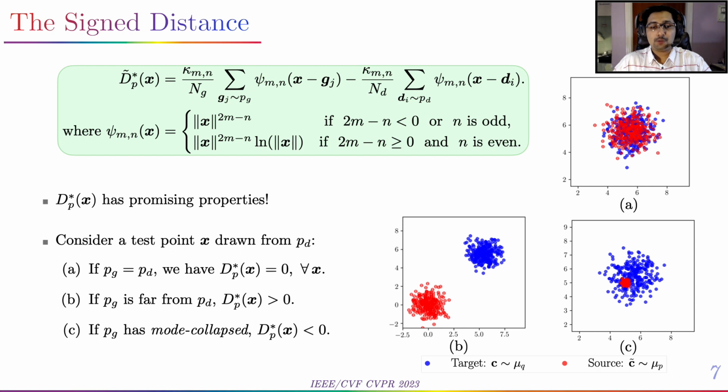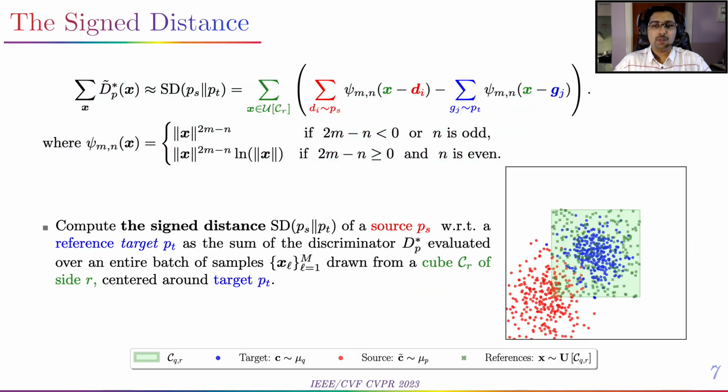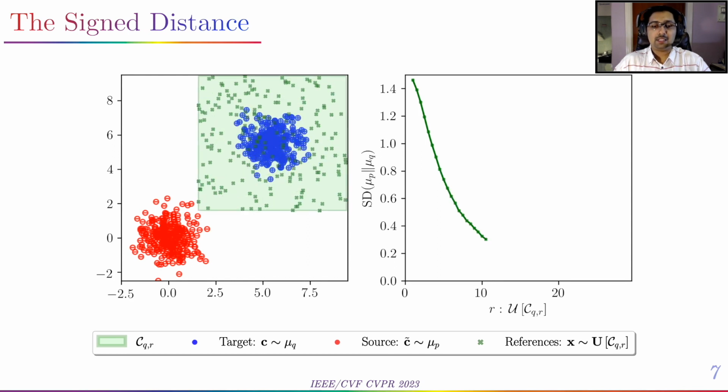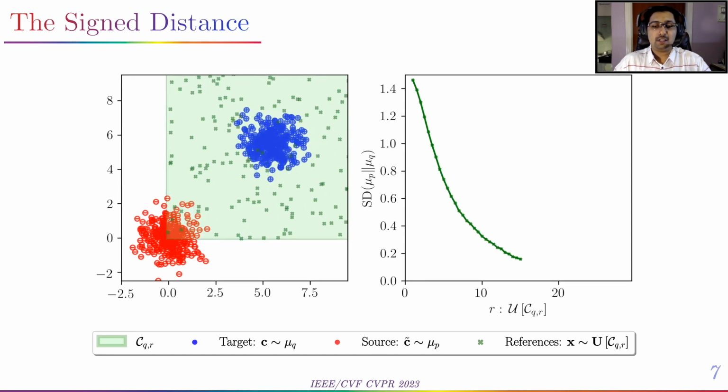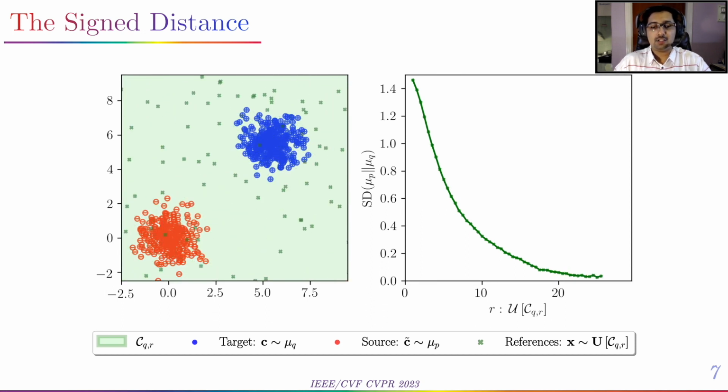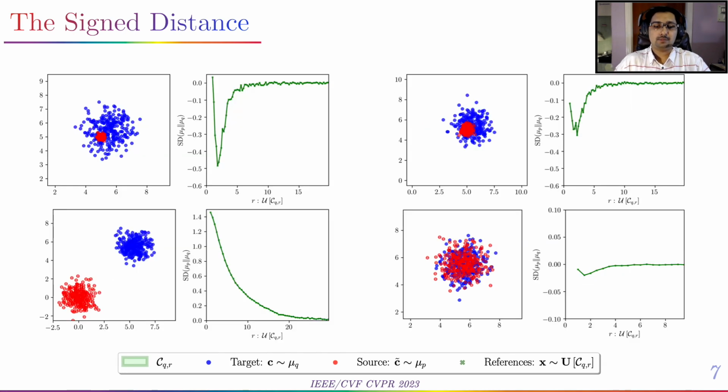The scenario for mode collapse also represents a scenario where the source would have less diversity in samples compared to the target. Based on this formulation, we define the sign distance as the average value of the discriminator function computed over multiple such test samples x drawn from a cubic region C centered around the target, depicted here as a green square. When plotting the sign distance as a function of the cube length r, we see behavior that mimics the potential functions, where the discriminator is effectively measuring the charge density inside the cube C, with the target mimicking negative charges and the source being positive charges.